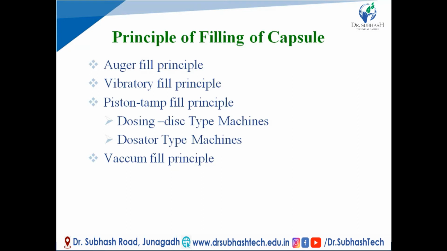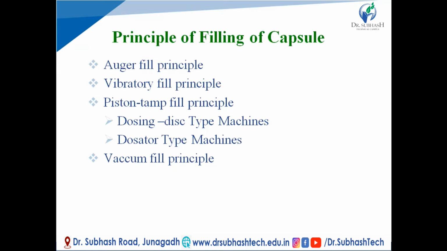First one is auger fill principle. In this principle, the empty hard gelatin capsules are taken from the feed hopper into the rectifying unit. The rectifier decants the capsules such that the caps are turned up and the bodies down. When vacuum is applied, the capsules from the rectifying unit are placed one by one in the filling ring and kept on the rotating mode.